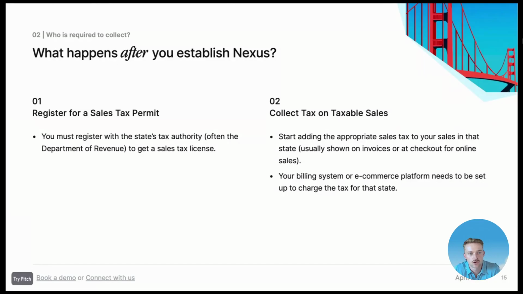So we'll talk a little bit more about the registration process. When you're registering for a permit, you'll typically do so with the state's tax authority. This is often the Department of Revenue, although there are different department names in different states. And you need to start collecting tax on taxable sales. This means, like I said, updating your billing or invoicing system, whether that's an online checkout system or some kind of manual invoicing system using a software.